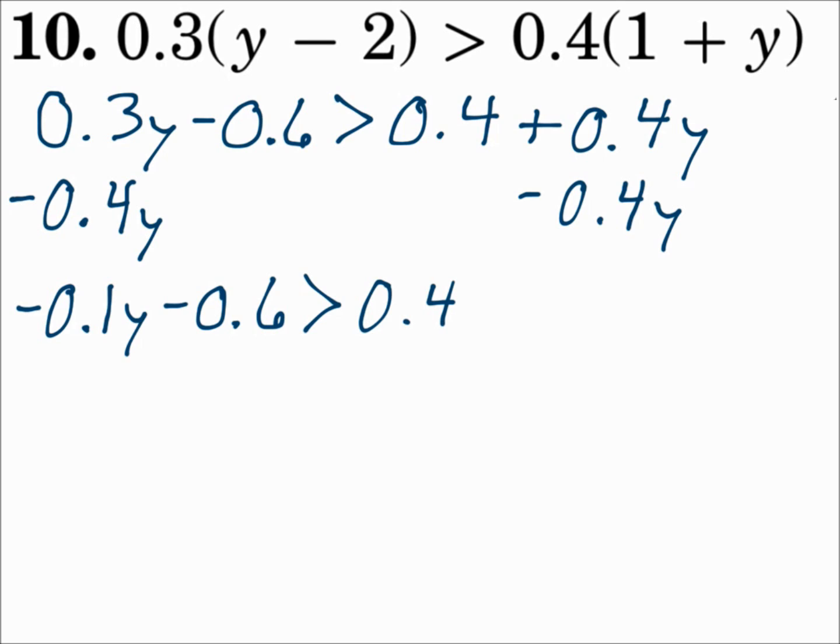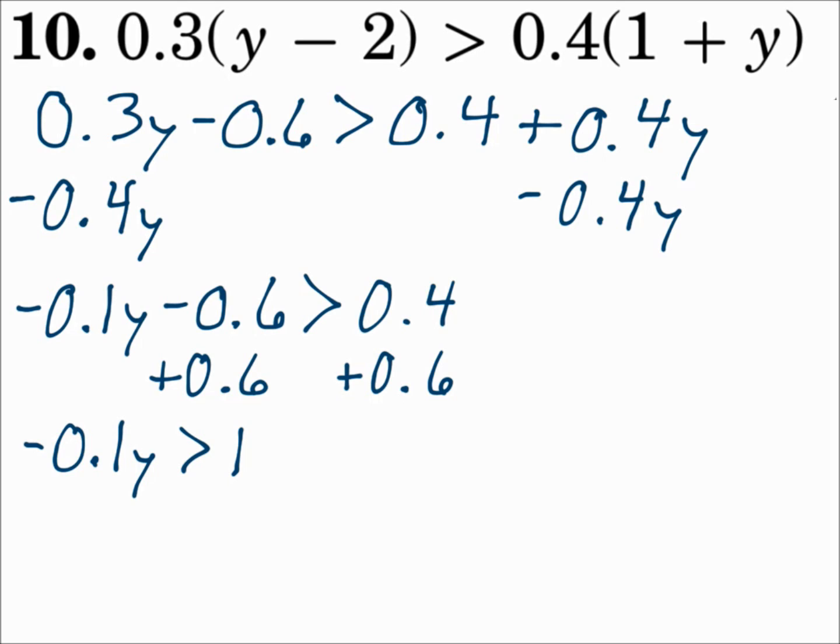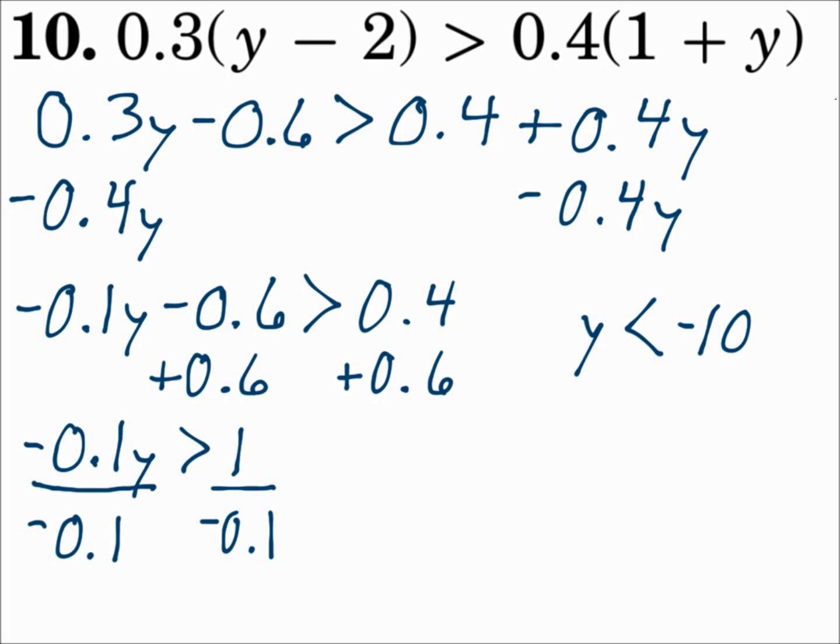Now move the constant over. The 0.6 is being subtracted, so do the opposite and add it to each side. It cancels out on the left. And 0.4 plus 0.6 is 1. Finally, divide both sides by -0.1. And since we divided by a negative, we're going to flip that sign around. Greater than becomes less than. And 1 divided by -0.1 is -10. So, all y such that y is less than -10.